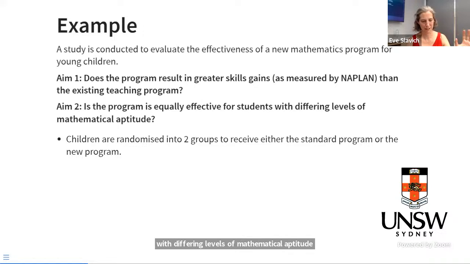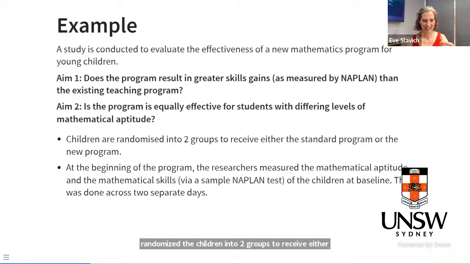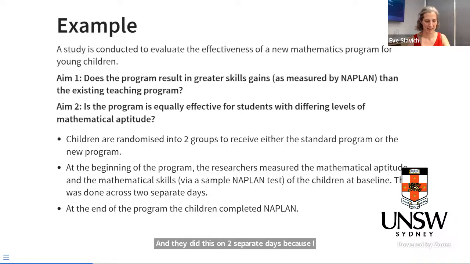So here's what the researchers did. They randomized the children into two groups to receive either the standard program or the new program. And at the beginning of the program, they measured the mathematical aptitude and the mathematical skills of the children at baseline. And they did this on 2 separate days because it was 2 tests. And then at the end of the program, they measured the mathematical skills of the children again, doing the NAPLAN.